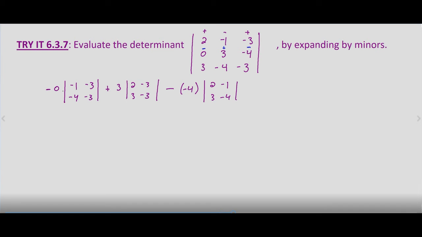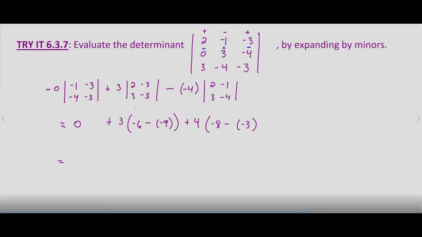So now we evaluate each one of those. This first one, negative 0, or just 0, times whatever this is going to be 0, so we don't need to evaluate it. We can just put 0. Plus 3 times 2 times negative 3 is negative 6, minus 3 times negative 3 is negative 9, minus negative 4 becomes plus 4, times 2 times negative 4 is negative 8, minus 3 times negative 1 is negative 3.